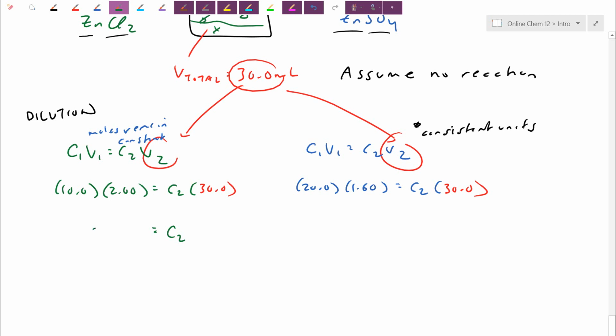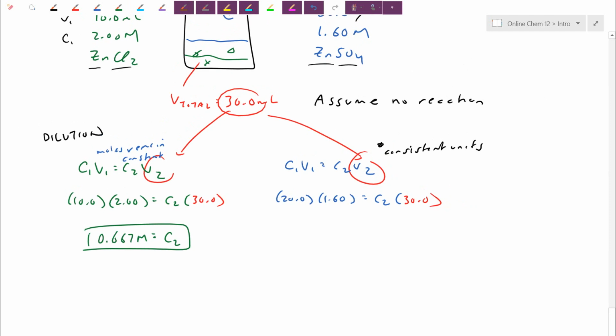So the concentration has dropped, 0.667. That's the concentration of the solution on the left side, the zinc chloride. On the other side here, we went 20 into 30, so we're 2/3 of 1.6. 1.6 times 2 over 3. The concentration, again, has dropped. This one now equals 1.07 molar. So both of them have been diluted by each other, although all the swimmers are more than happy swimming around this 30 mL pool together.